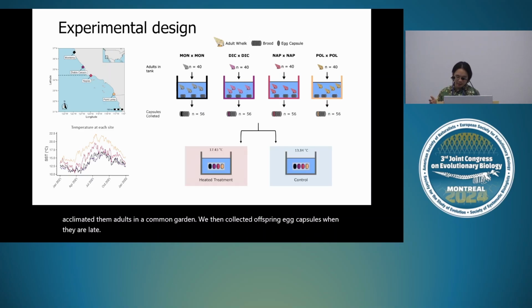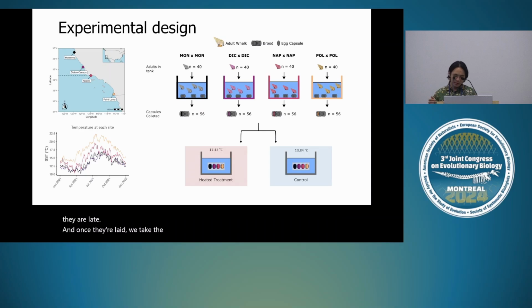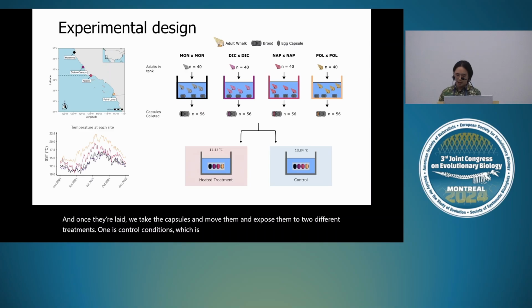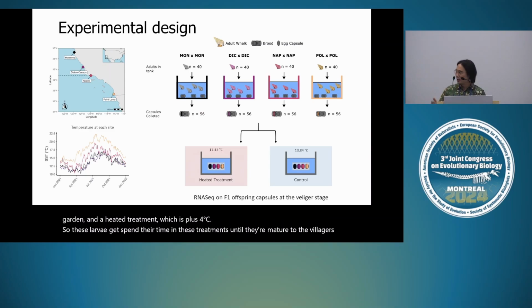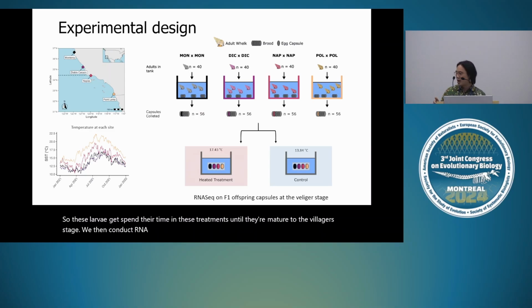And once they're laid, we take the capsules and move them and expose them to 2 different treatments. One is controlled conditions, which is just ambient temperature in our common garden, and a heated treatment, which is plus 4 degrees Celsius. These larvae spend their time in these treatments until they're mature to the veliger stage. We then conduct RNA-seq on those F1 offspring at the veliger stage, right before they're released into the water column.